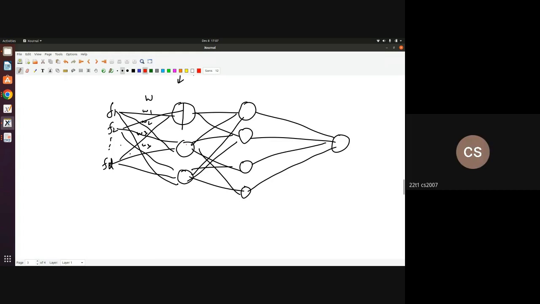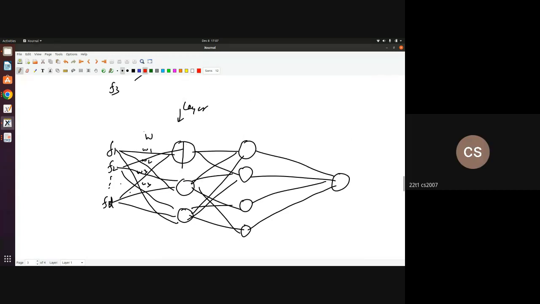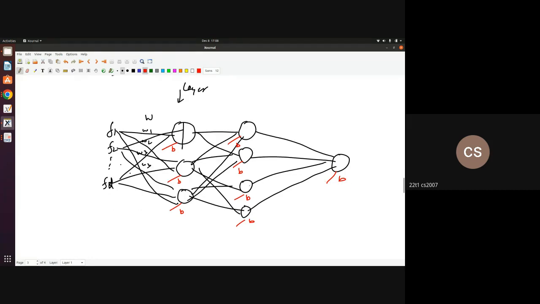Right. So one more thing. Each of these edges has some weight, which is a parameter to be computed. Apart from these, every neuron will have a bias value. Every neuron also has a bias value. We'll get there, how to compute the total number of parameters to be computed for a neural network.